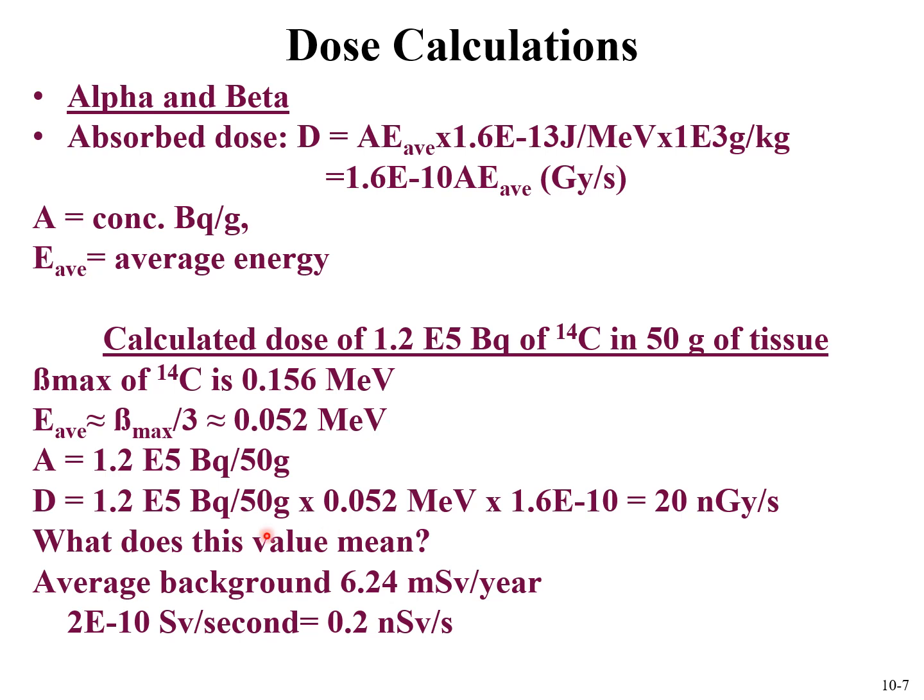Well, if we compare it to the average background, we stated that the average background is 6.24 millisieverts per year. That winds up being about 2 times 10 to the minus 10 sieverts per second, or 0.2 nanosieverts per second. So this calculated dose is 2 orders of magnitude larger than the background dose. So this 20 nanosieverts per second is 100 times background. So that's a reasonable estimation, a value that one can use to compare a calculated dose with a meaningful value.